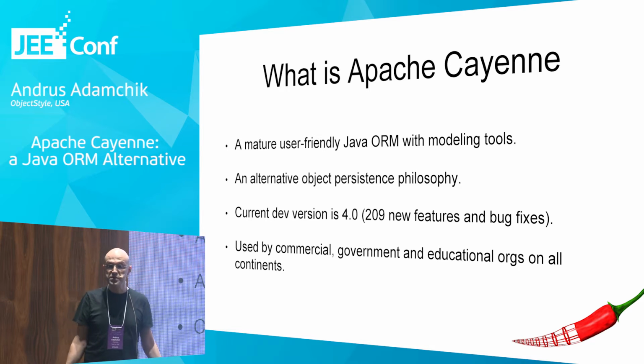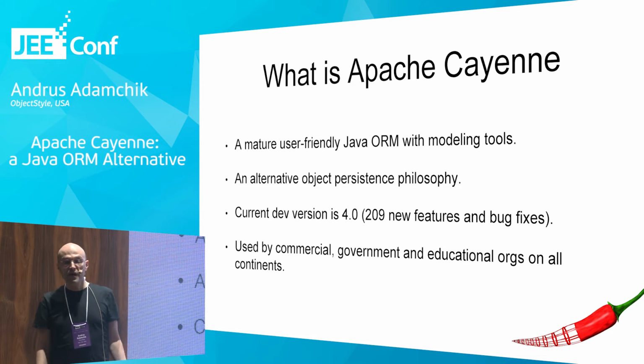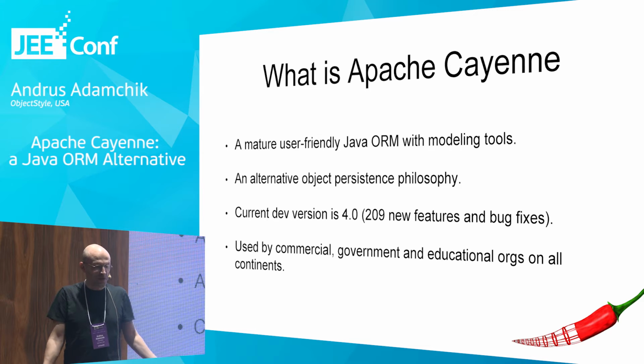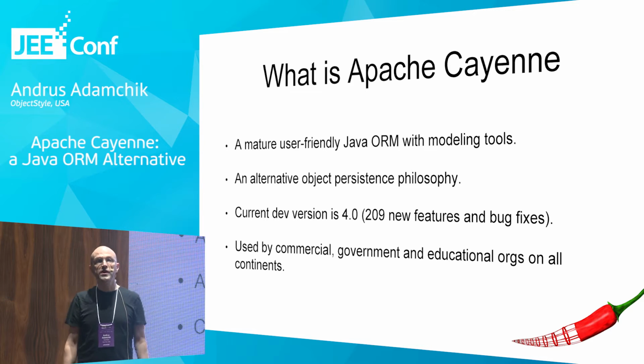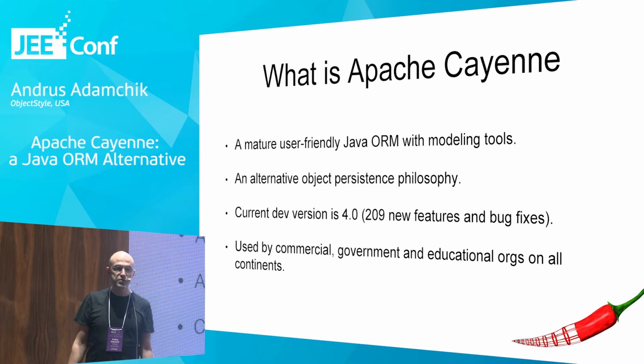So Cayenne is one of the mature and established solutions in this space. I know that probably most of you are using Hibernate or JPA, and we will do some comparisons. But keep in mind that we appeared at the same time when Hibernate was started, and we went our own parallel track. We have a little different view of how object persistence should be done, and I'll try to talk about this today.